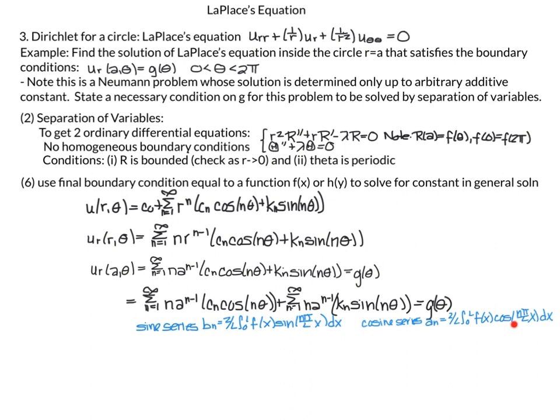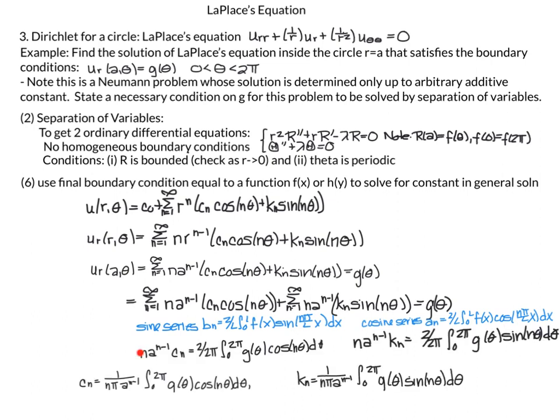So here I have the formulas for the coefficients of the sine and the cosine series. So here I have my n a to the n minus 1 Cn, and Cn is my coefficient of my cosine expansion of g of theta, which is equal to, by this formula here, 2 over L, L is equal to 2 pi, that's our period, integrated from 0 to 2 pi, g of theta, then cosine. In this case, this is for rectangular coordinates, but in this case, we'll just use the cosine of n theta d theta. So what that means is our Cn is 1 over n pi a to the n minus 1, integral from 0 to 2 pi of g of theta cosine of n theta.